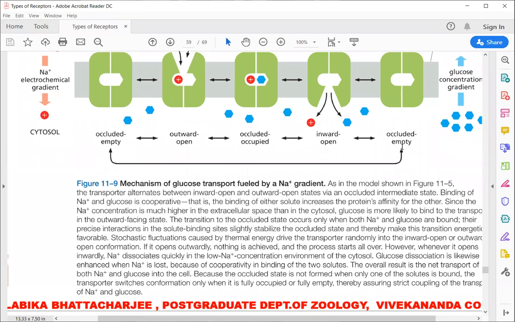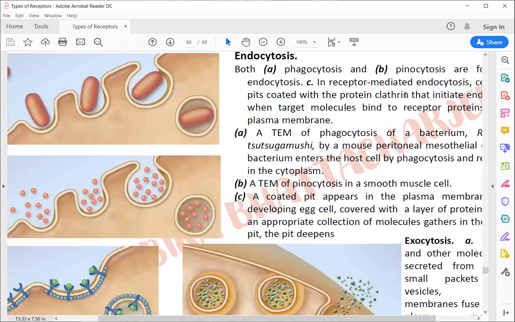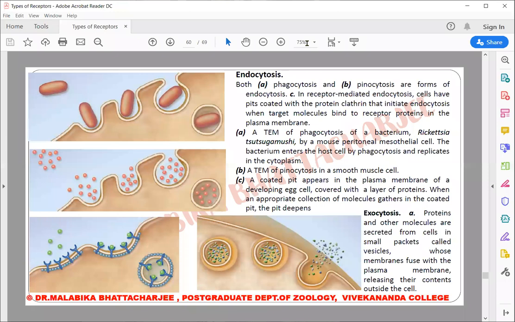And coming to the part where I said, with that, I finish my syllabus. This is the last part I said that I'll be dealing with. I'd be giving you a glimpse. These are also mechanisms by which the cell membrane engulfs materials from the outside and allows them to enter the cytoplasm.